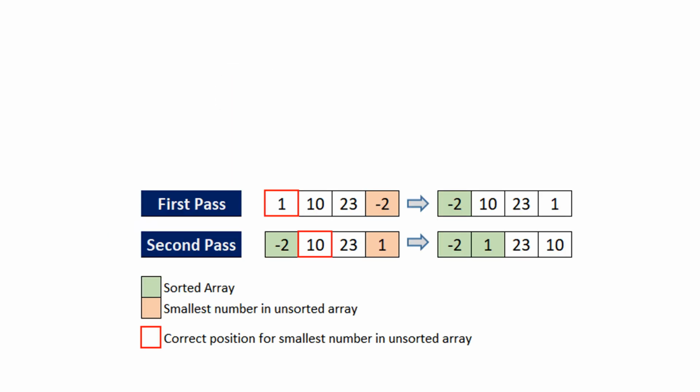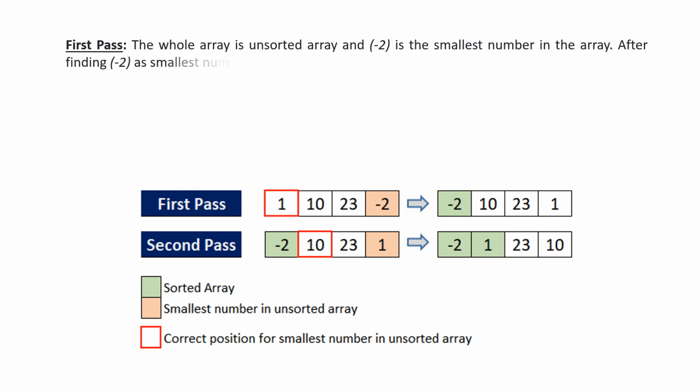The process starts with finding the smallest element in the unsorted array. The pink color represents the smallest number in the unsorted array, the green color represents the sorted array, and the red color represents the correct position for the smallest number in the unsorted array.